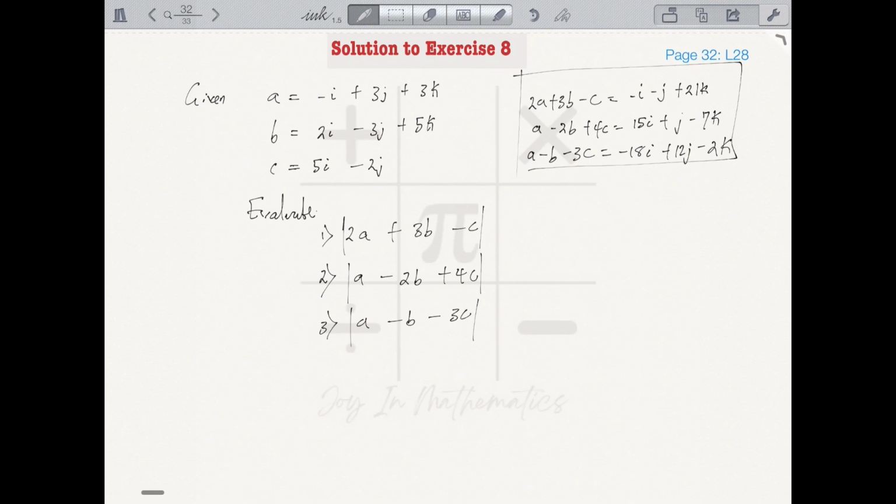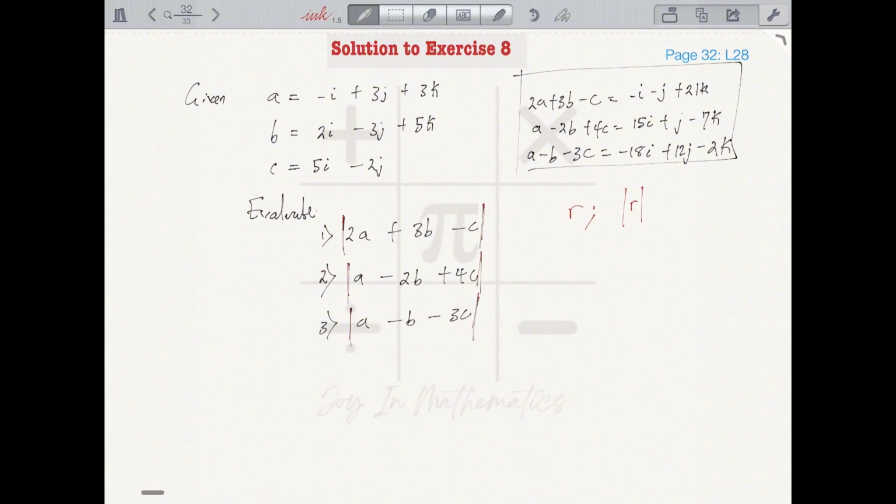Let's solve the exercise together now. We are asked to evaluate the magnitude, because we know that if we are given a vector r, the magnitude of the vector is given by this. Whatever is changed in between, this is a vector and we are asked to evaluate the magnitude.